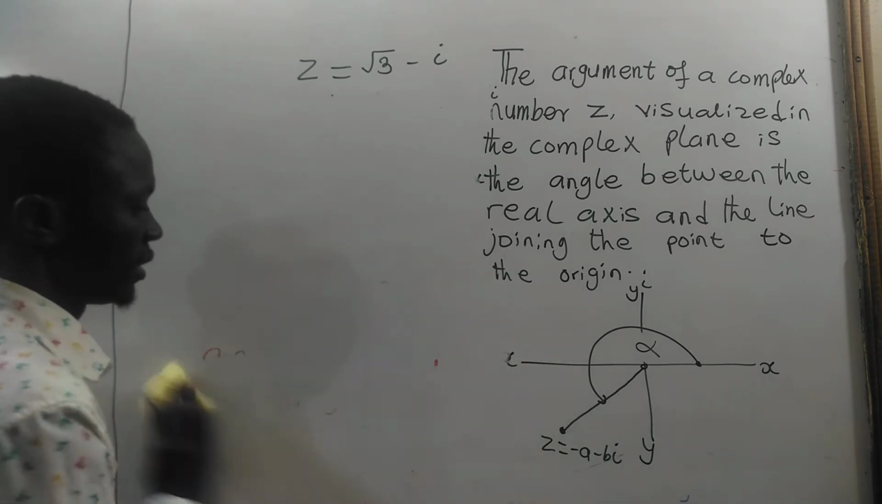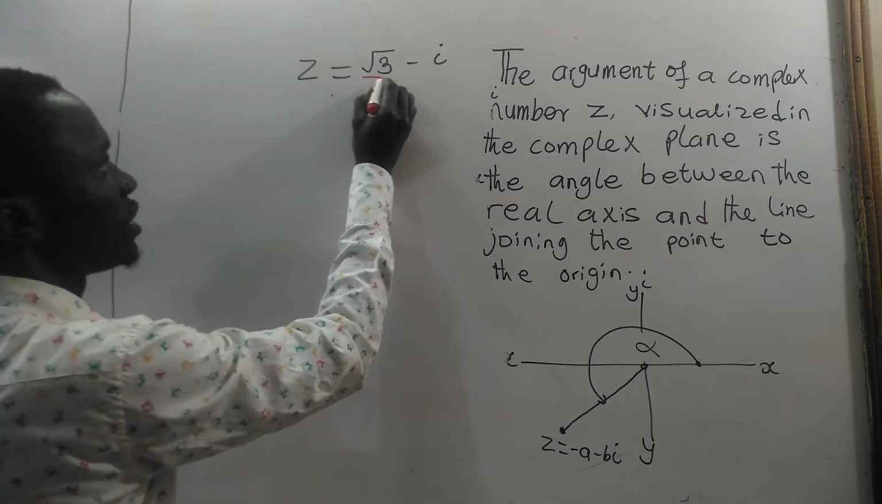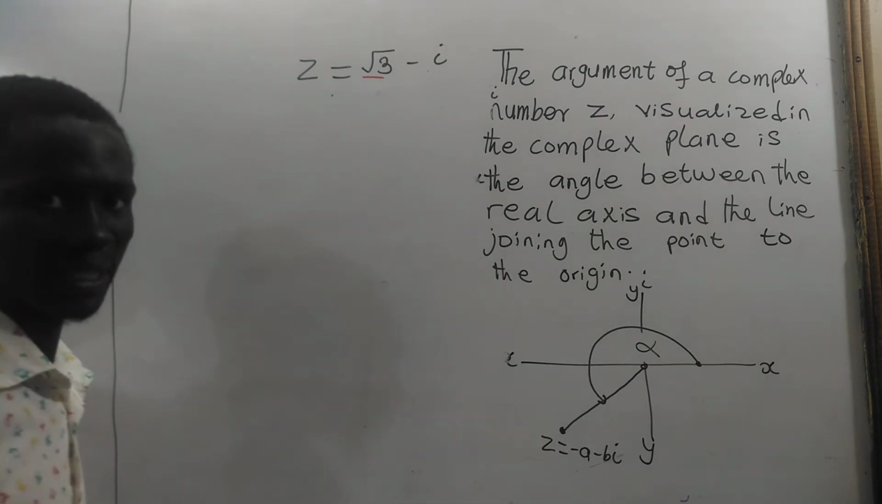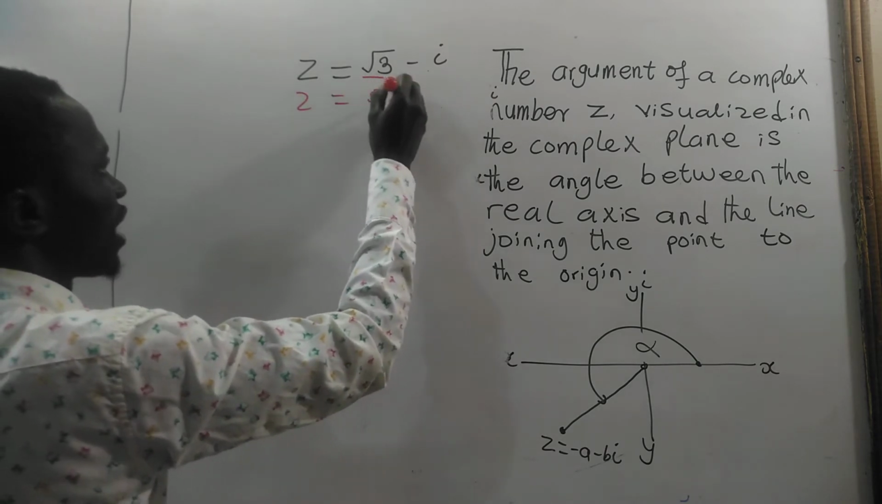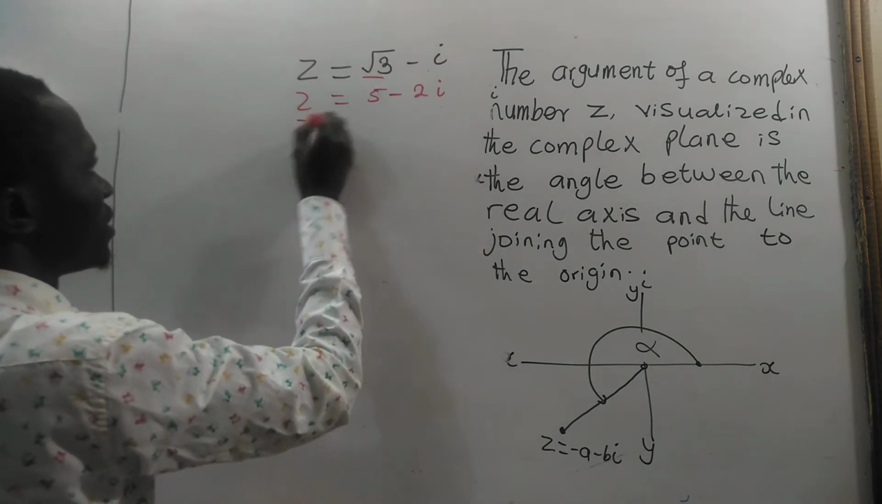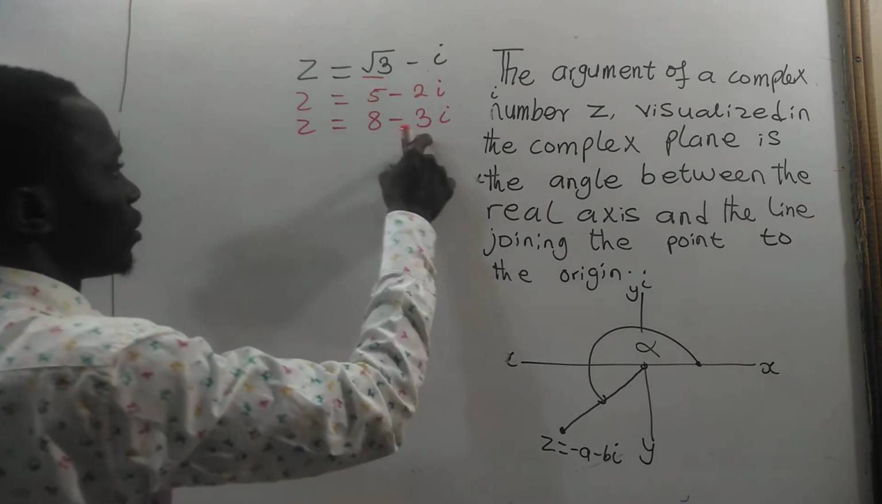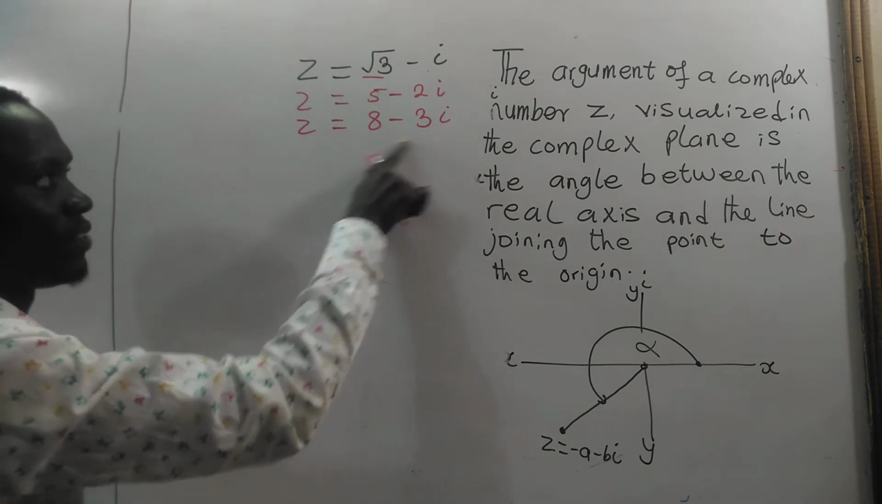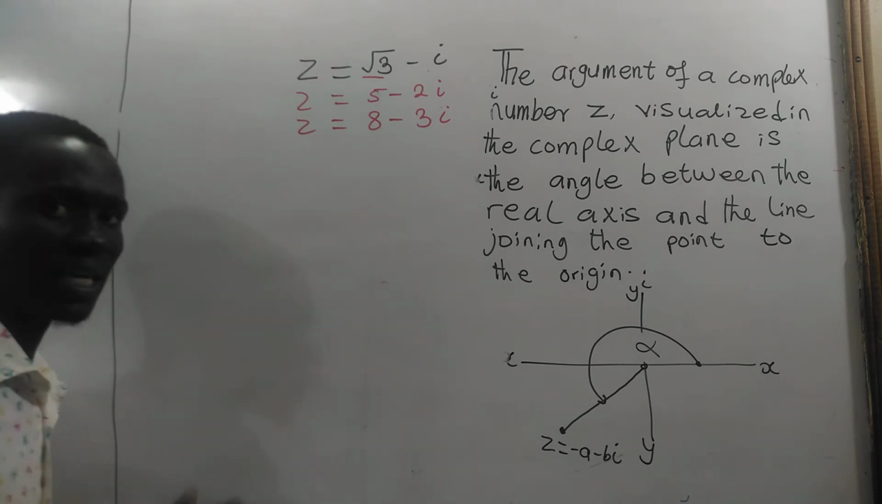So, in this case, we are considering the real part to be positive and the imaginary part to be negative. So we can take z equal to, let's say, 5 minus 2i, z equal to 8 minus 3i, or any number where the real part is positive and the imaginary part is negative. So if this happens, this is how we do it.